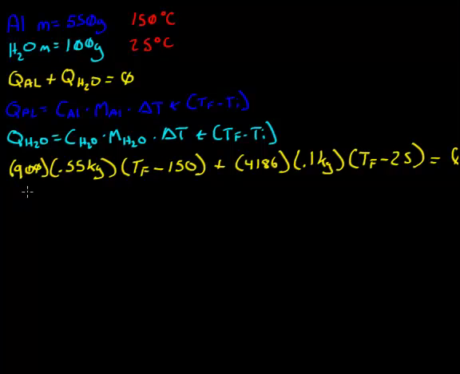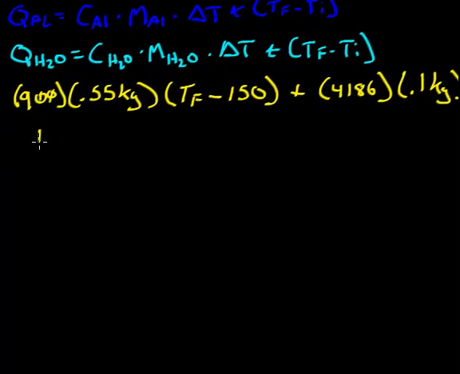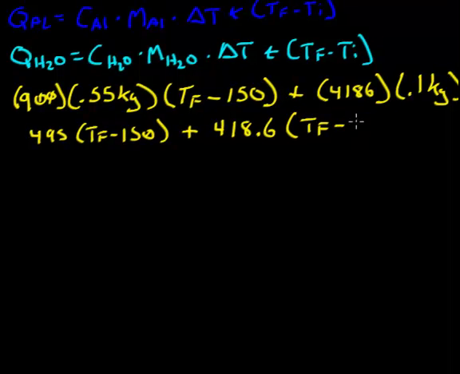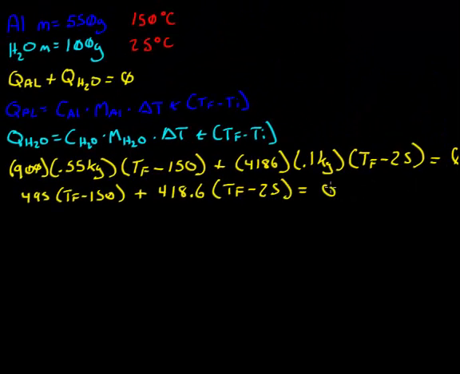Okay, so 900 times 0.55 is going to give us 495. And then we still have TF minus 150. Then plus 4186 times 0.1 is going to give us 418.6 times temperature final minus 25 right here. We're going to set that equal to 0. Now what we're doing here is solving for TF. That's going to be the equilibrium temperature.